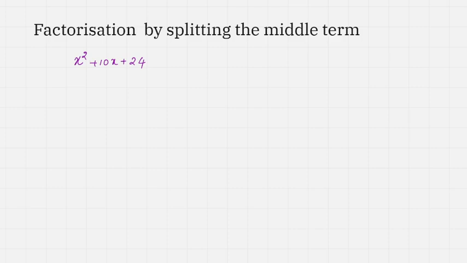To do the factorization, first we need to check whether any perfect square exists here. Here we can see that x square is a perfect square, but 24 is not a perfect square. So we cannot use the formula (a plus b) whole square is equal to a square plus 2ab plus b square. Because to use this formula, there should be two perfect squares, both positive, and the third term should be 2 into a into b. That is, take the square roots of the first and last terms, multiply them, and then take twice that. That term will be the middle term.